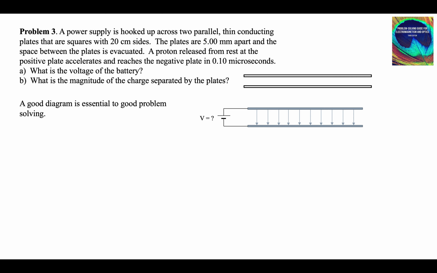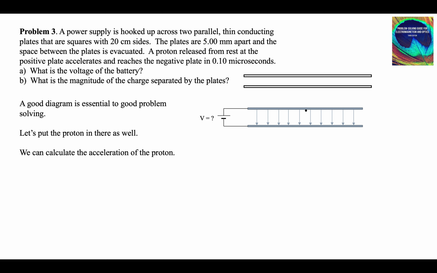Let's draw a better diagram than the one given to us. We want to know the voltage between the plates. Let's put the proton in there. Here's our proton. The proton is repelled by the positive plate, attracted by the negative plate. It's going to accelerate towards the negative plate when it's released from rest.